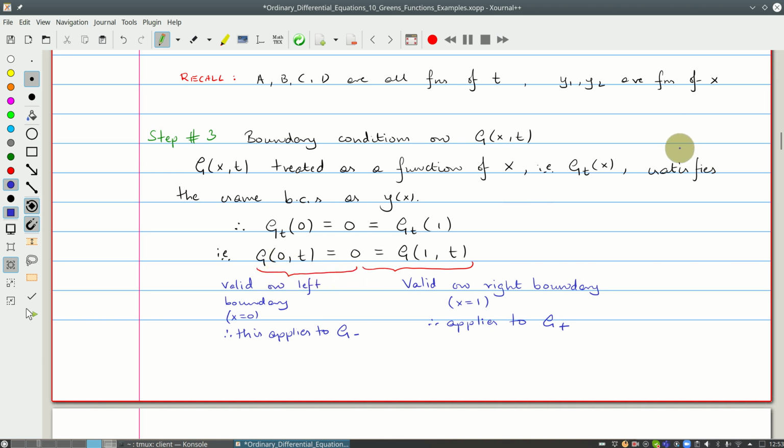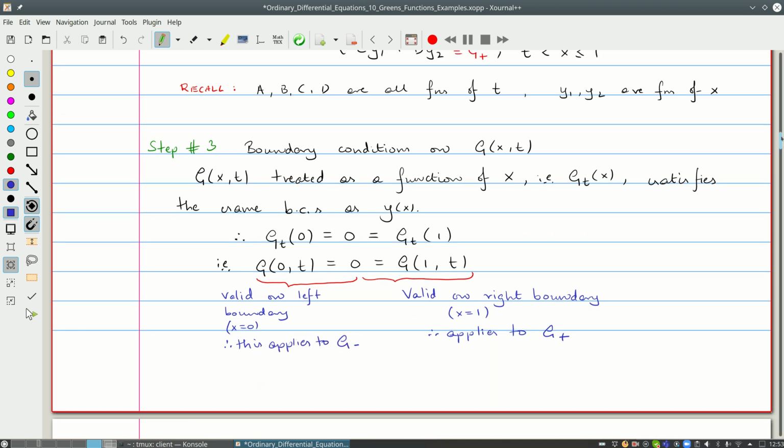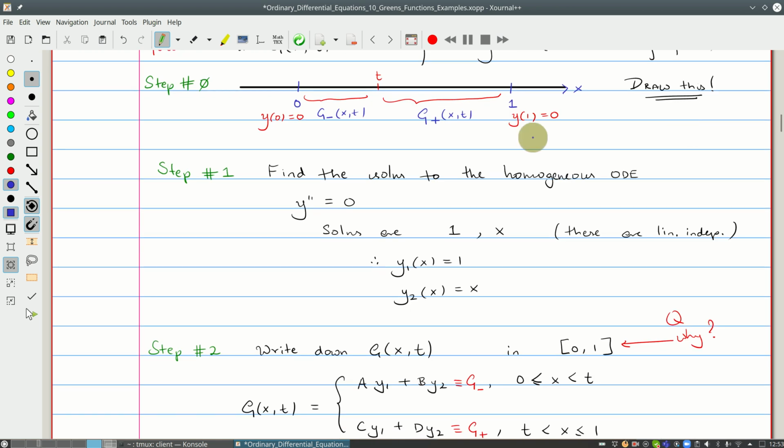So this boundary condition is valid where x is 0. Now that's on the left hand side. So this is going to apply to g minus, as I mentioned above. So the left hand boundary condition is applicable to g minus, and the right hand boundary condition is applicable to g plus. And this is important. You have to decide a priori which of the boundary conditions are applicable to which parts of g.